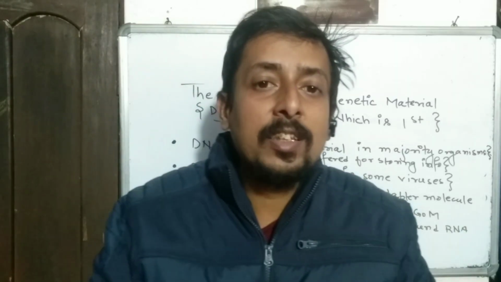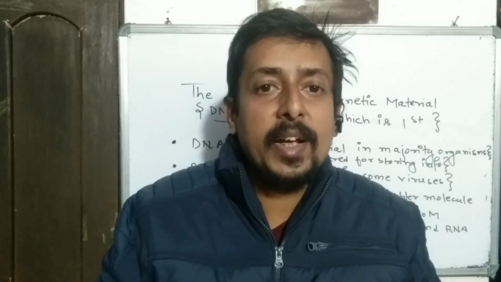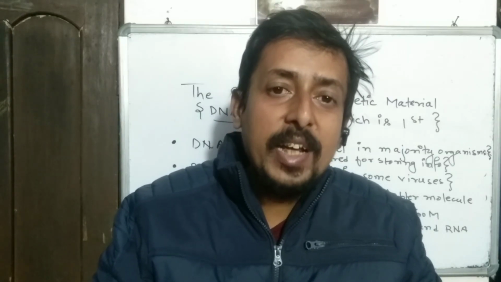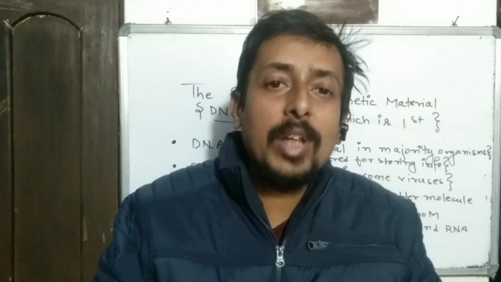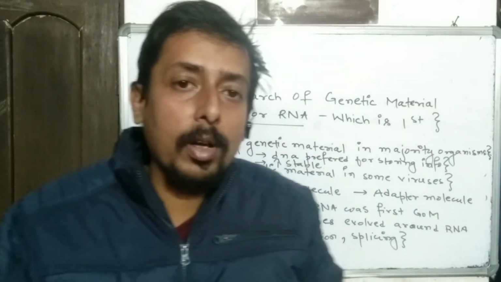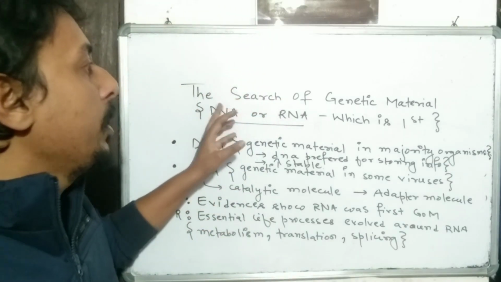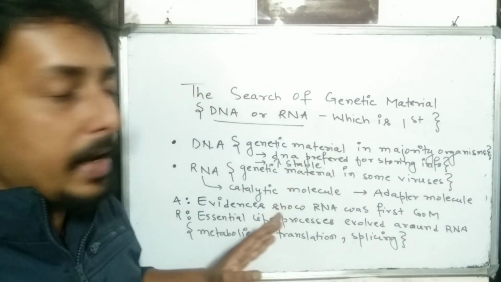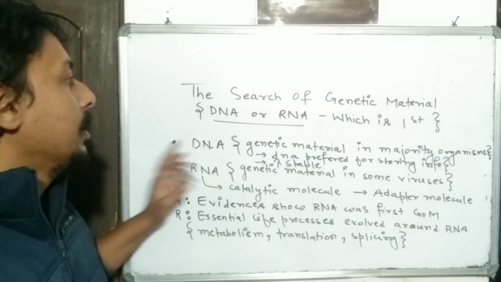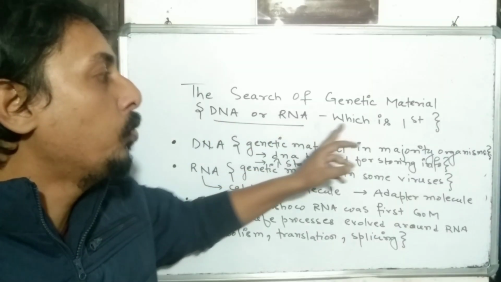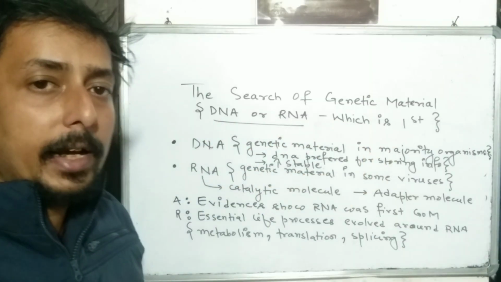And we will also see certain similarities between DNA and RNA. Why is RNA considered the first genetic material? It is said that DNA has evolved from RNA. So how is this possible? What are the common things in the genetic material? We will see under a topic called the search for genetic material. Our question is DNA or RNA, which is the first genetic material?